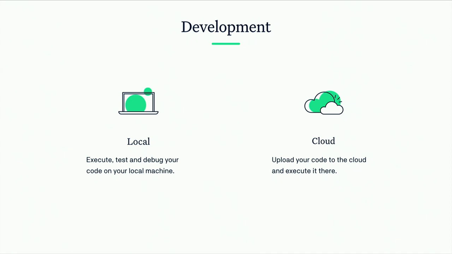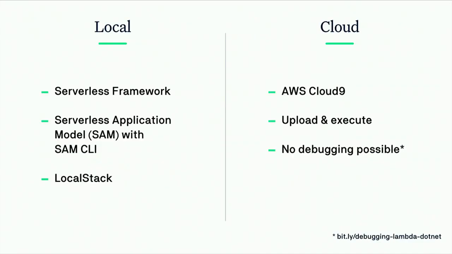For local development, you have, for example, choices to use the Serverless Framework or the Serverless Application Model with the SAM CLI, or LocalStack, to develop your functions locally and also execute them locally. You can also do the same in the cloud, for example, using the AWS Cloud9 IDE, which has a pretty nice integration with Lambda functions.